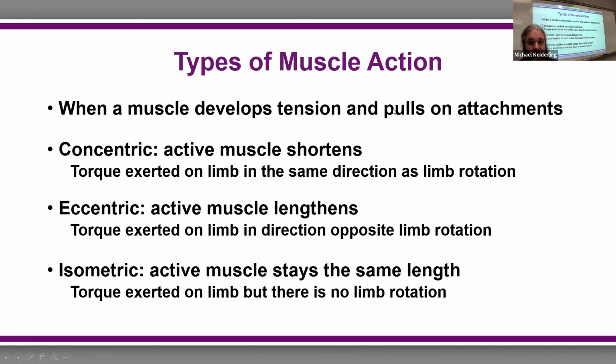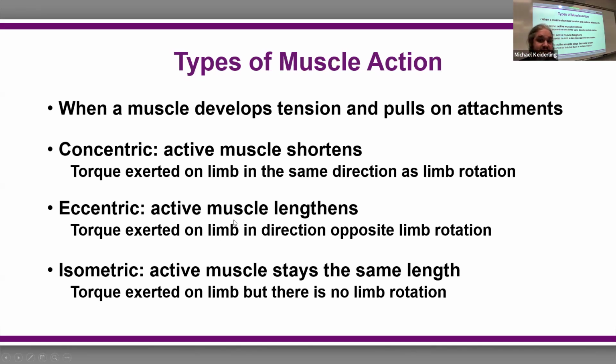which we'll cover later. So when a muscle develops tension and pulls on its attachments, there are three types of this action you can have for a muscle. You can have concentric, where the active muscle shortens. This would be like if you're lifting a weight, a bicep curl, the upward swing on a bicep curl. The active muscle is your bicep. The torque exerted on the limb is in the same direction as the limb is rotating.